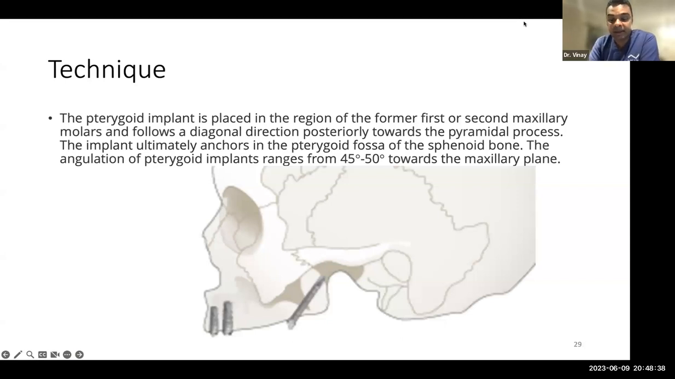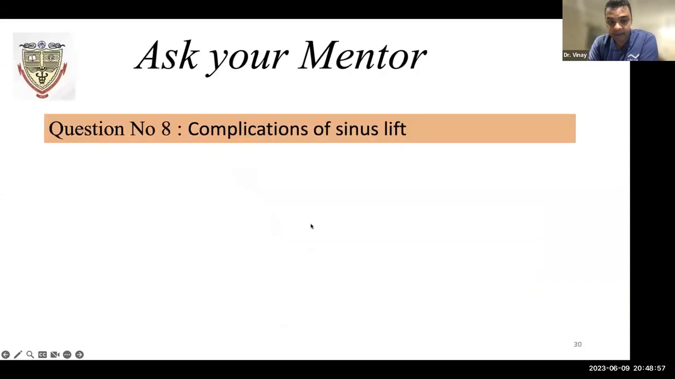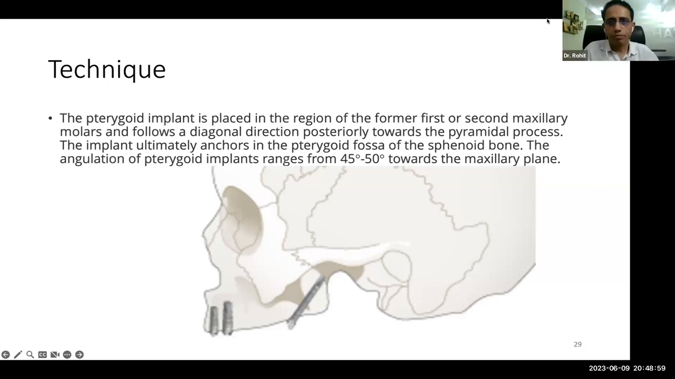And so the pterygoid implant is placed in the region of the former first or second maxillary molars, and it follows a diagonal direction posteriorly towards a pyramidal process. The implant ultimately anchors in the pterygoid fossa of the sphenoid bone, and the angulation of the pterygoid implants ranges from 45 to 50 degrees towards the maxillary plane. I've taken this out of one of those websites, and not that I have my own personal experience, because I haven't found the need to do pterygoid implants.